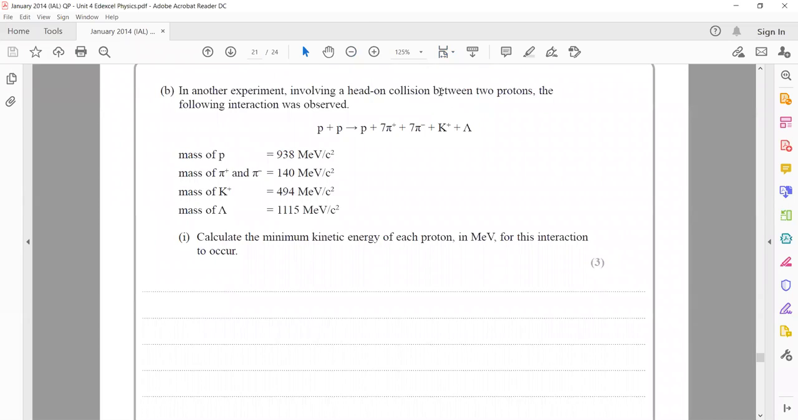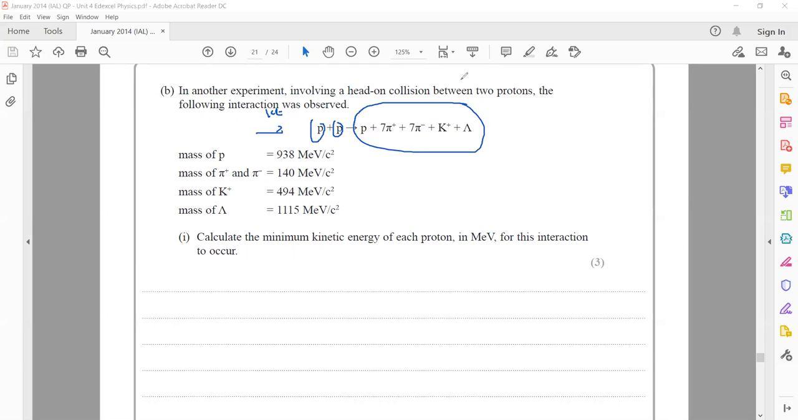In another experiment involving a head-on collision between two protons, the result is the following: a proton, pi positive, pi negative, K positive, and another lambda particle. Calculate the minimum kinetic energy of each proton for this interaction. So basically, there is a mass of the two protons, and the kinetic energy of the two protons is converted into the total mass of the particles which are required. So we need a kinetic energy.